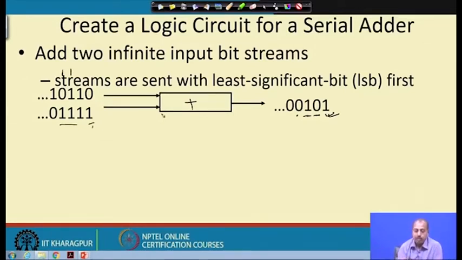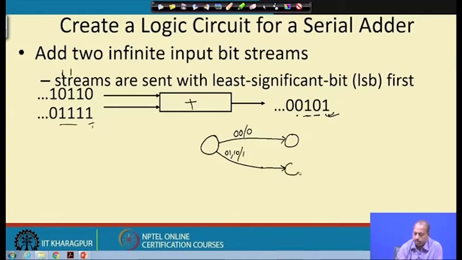So, if we try to realize this finite state machine, it is like this. If this is the initial state, then if the next input combination is say 0 0, then the output is 0 and it goes to a state where the carry was equal to 0. Whereas, if the input was say 0 1 or 1 0, in both cases the output is equal to 1 and it goes to a new state. Or we can make it slightly better.